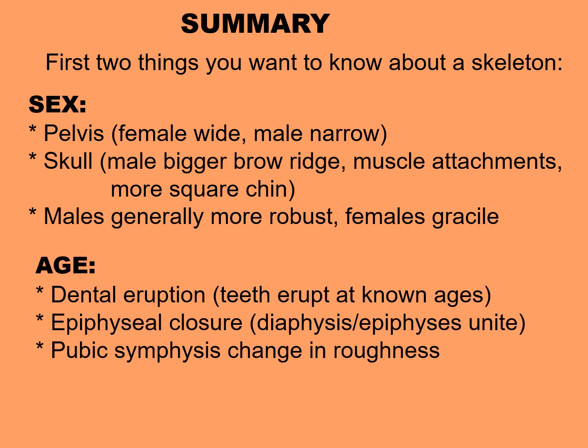We also want to know the age at death about an individual skeleton. And the three measures most used are dental eruption, that is based on the principle that teeth erupt at known ages; epiphyseal closure, in which we look at the time periods at which different diaphyses and epiphyses tend to unite; and pubic symphysis roughness. Now, the more of these that you can put together that will agree, the better you feel about your assignation of sex or age for that skeleton. But many times you just simply can't tell.